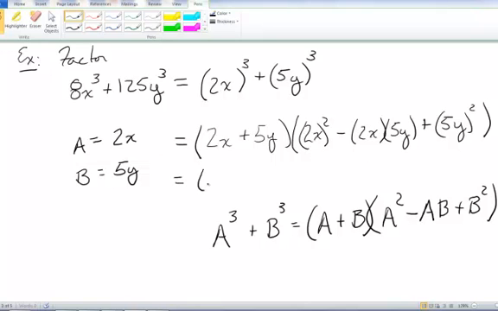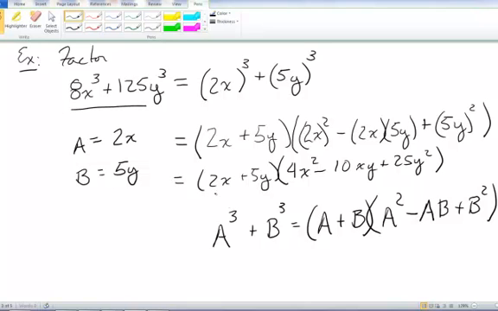Rewriting this gives me 2x plus 5y times the quantity 4x squared minus 10xy plus 25y squared. So we've factored the original statement written in expanded form. We've now written it in factored form, and here's our solution.